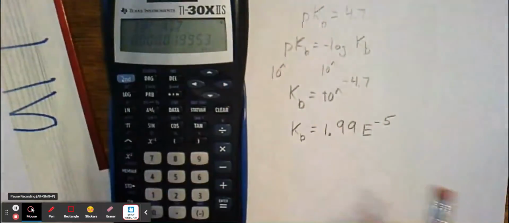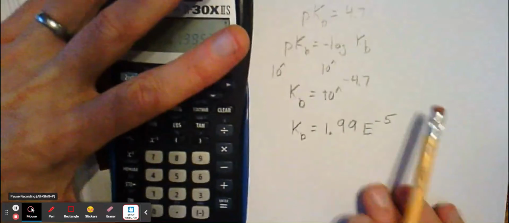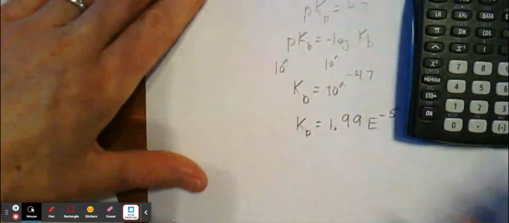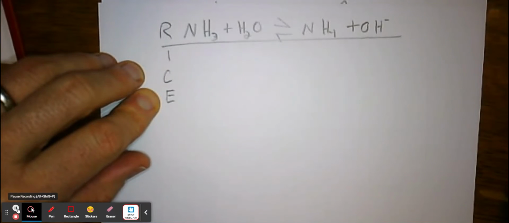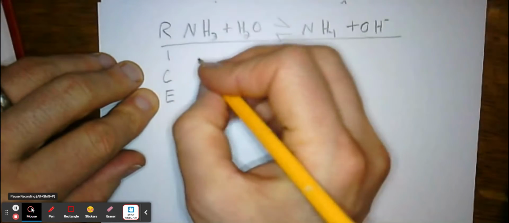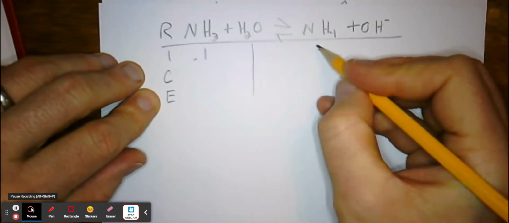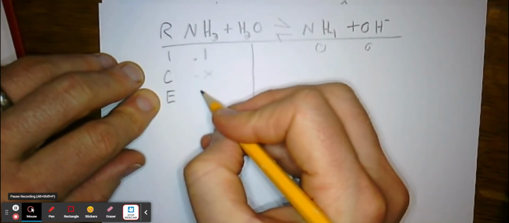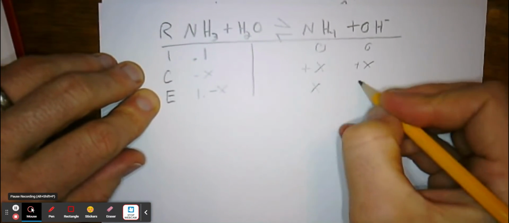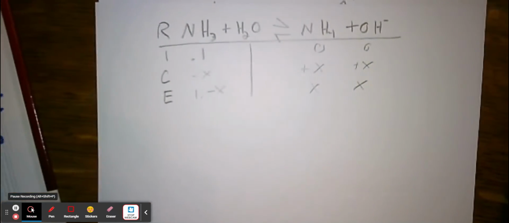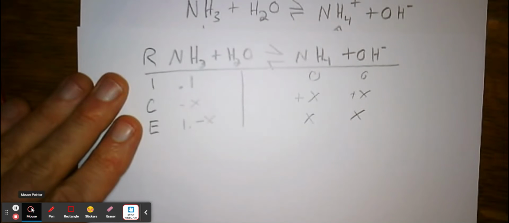Now that I know my Kb value, I can set up my RICE table and use my equilibrium equation, all right? So here's my RICE table, okay? Now I know I had 0.1 of this, and 0 and 0. Minus x, plus x, plus x. Now some people like to use different letters for the variables there. I like to just use x. I think it's simpler than having to remember a different letter for each equation.